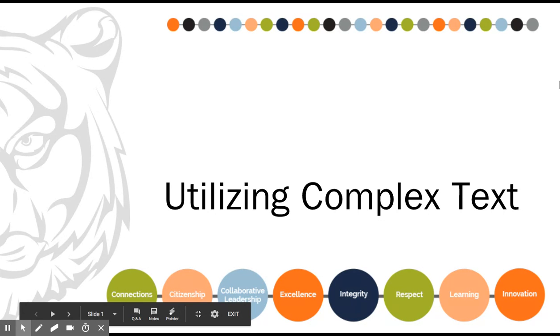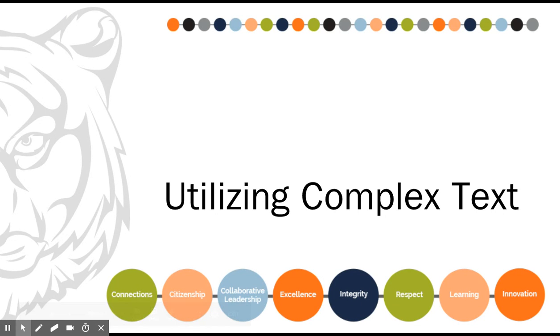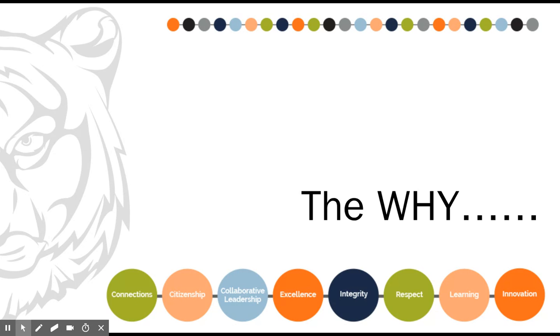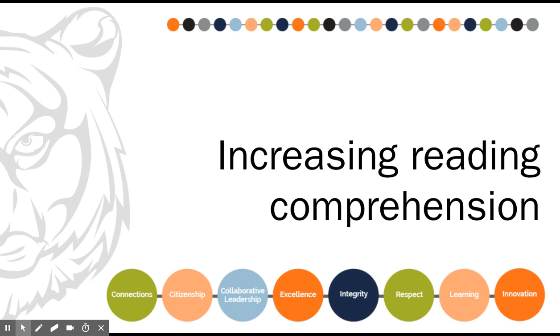This session of Utilizing Complex Text is meant for all teachers with specific examples embedded for elementary and middle school levels. Let's start with the why. Teachers utilize complex text to help students increase their reading comprehension.